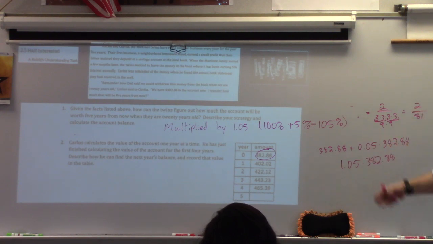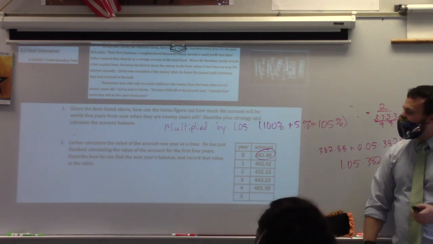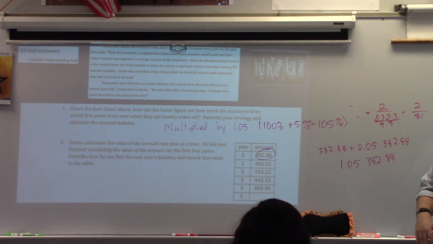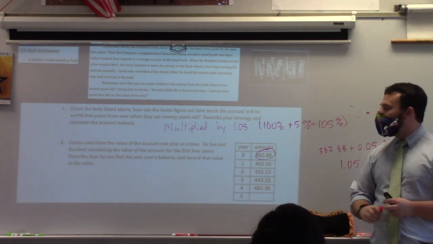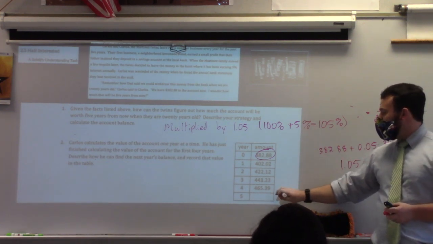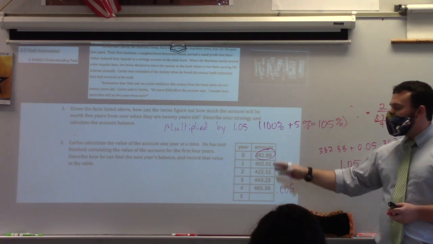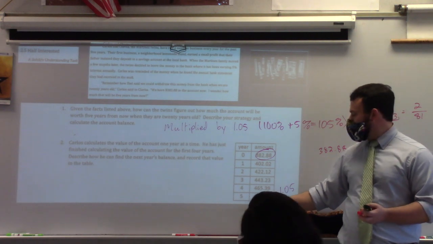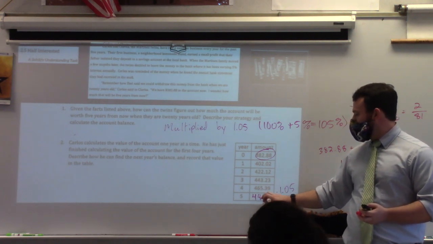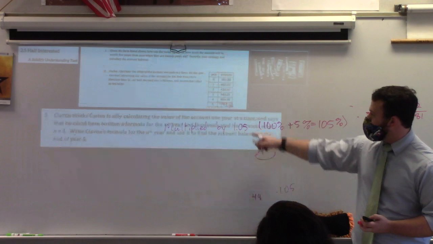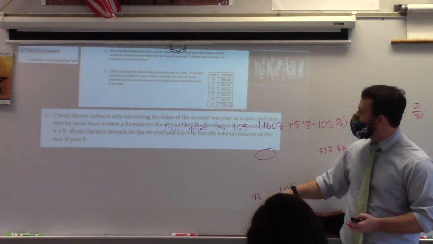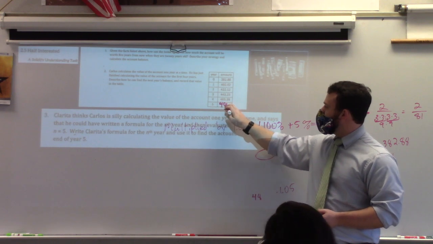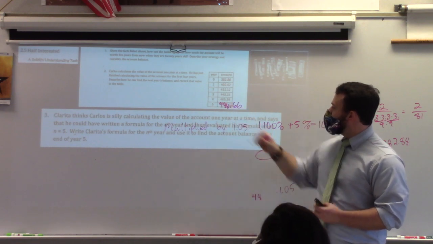So Carlos calculates the value of the account 1 year at a time. He has just finished calculating the value of the account for the first 4 years. Describe how he can find the next year's balance and record that value in the table. So we said, hey, multiply by 1.05, and we got 488.66.